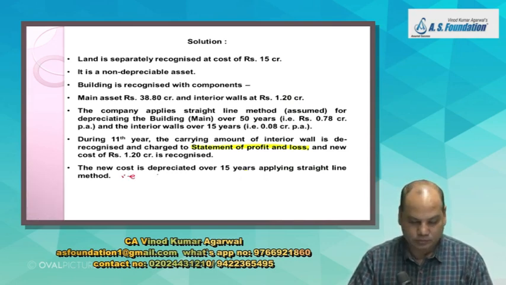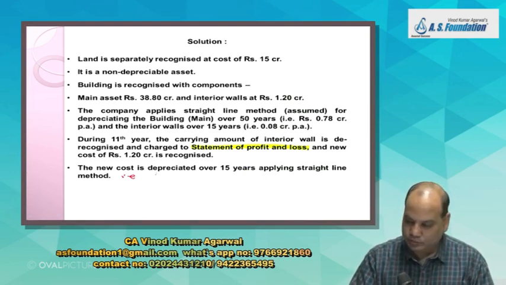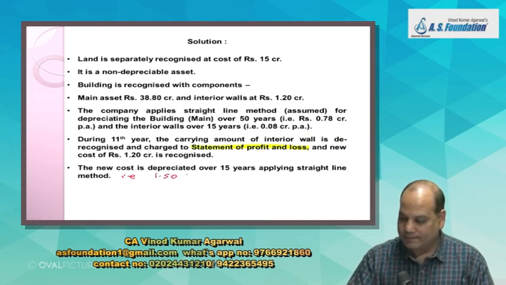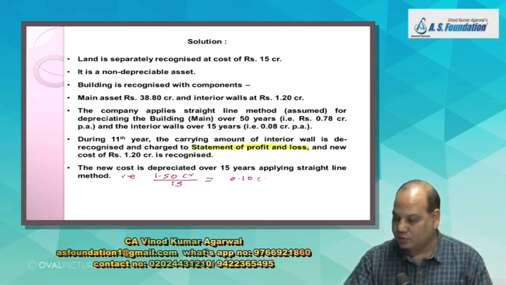That is, what is the cost of this new wall, 1.5 CR divided by 15? How much does it come to? 0.10 CR per annum.